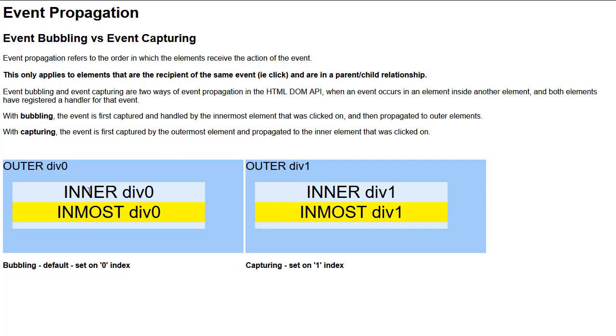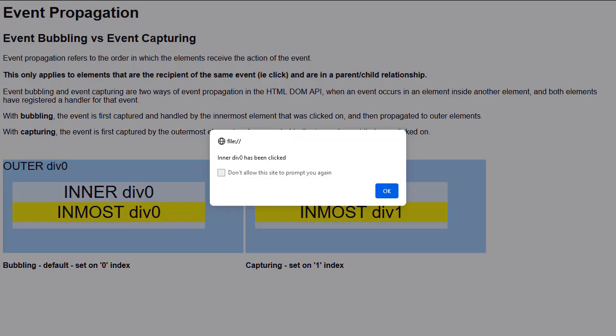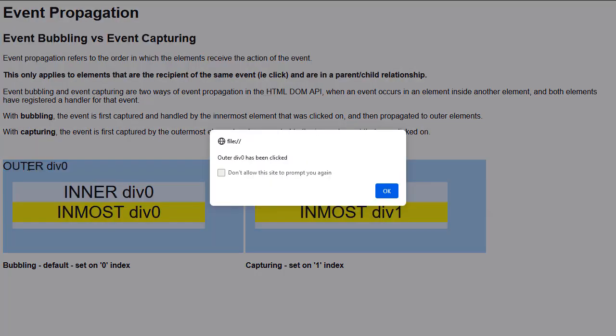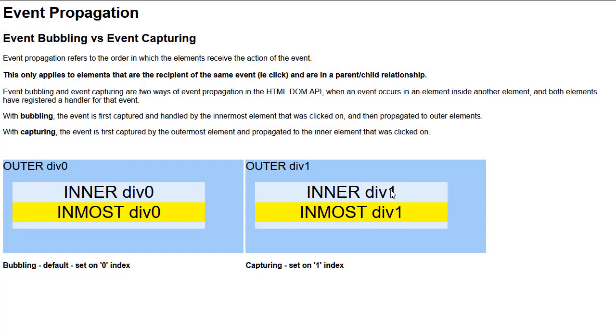Now if I only click on inner div, there's my alert. Now I have the alert for outer div. Okay, inmost div was not clicked on. It's not involved. Now if I just click on outer div, I'm only calling that event. So this has to do with starting out and going up, where you start from.